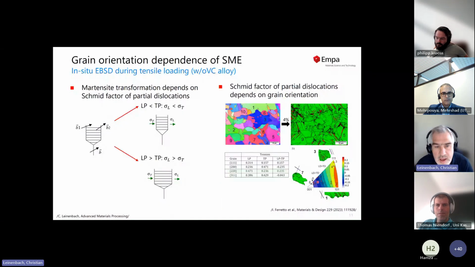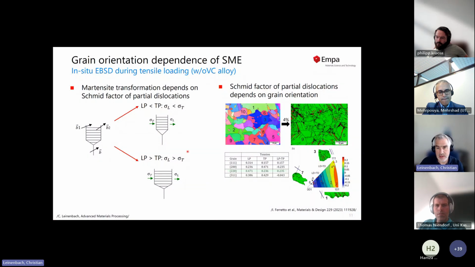So this is due to the formation of the stacking faults. Stacking faults are the precursor of the martensite that we form. And having a closer look at how texture affects the formation of the martensite, and in the first place the formation of the stacking faults, we looked at how this really works.